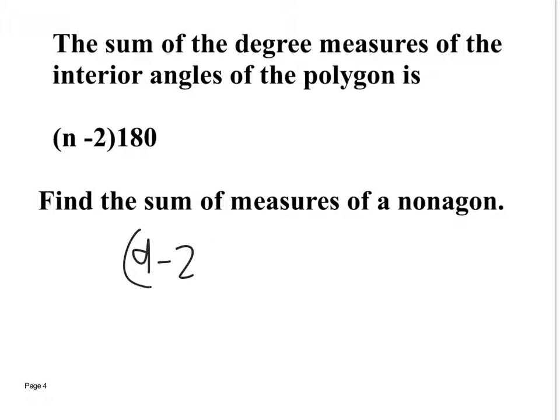9 minus 2 times 180. Now last hour I had students leaving off the parentheses here and just doing 9 minus 2. And then they were confused because a couple students wanted to times 180 by 2 first. That's not what you do. You work out what's inside parentheses first, which 9 minus 2 is 7. And then you take 7 times 180.